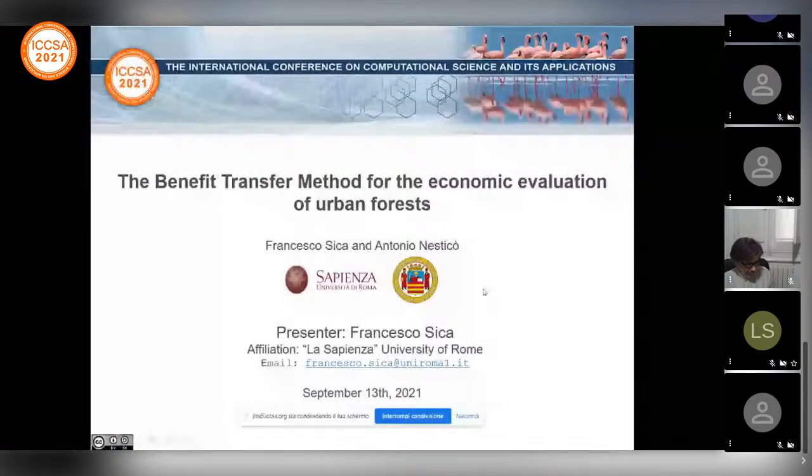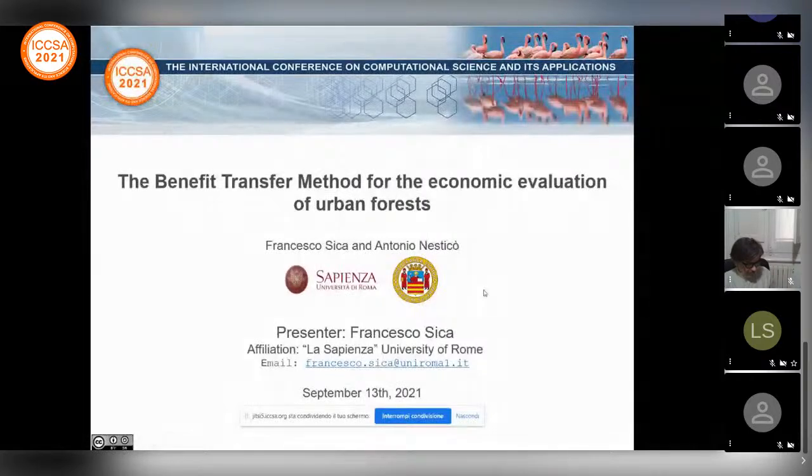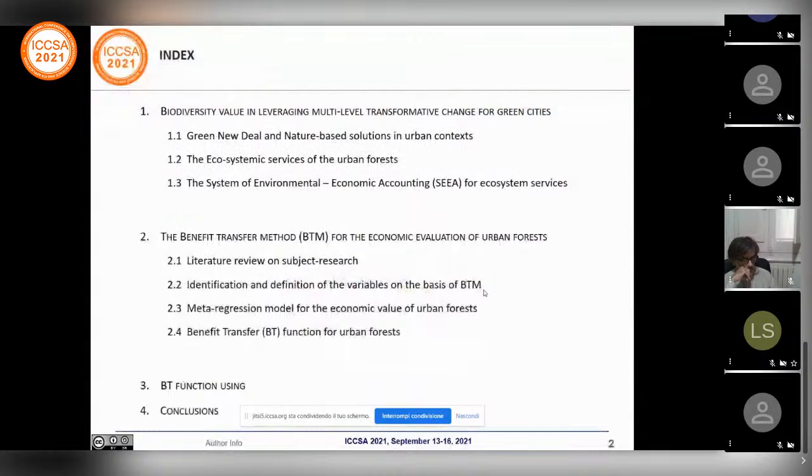Good morning to everyone. I'm Francesco Sica, based at Sapienza University in Rome. The current contribution, entitled The Benefit Transfer Method for Economic Evaluation of Urban Forest, is by Professor Antonio Sticò of Salerno University, Italy, and me. The work explores the possible use of a meta-analytic evaluation method to support the economic assessment of nature-based solutions such as the urban forest. Specifically, the implementation of the benefit transfer method is investigated, and its use is tested with regard to urban forest projects in the Italian context. The current slide shows the structure of the work.